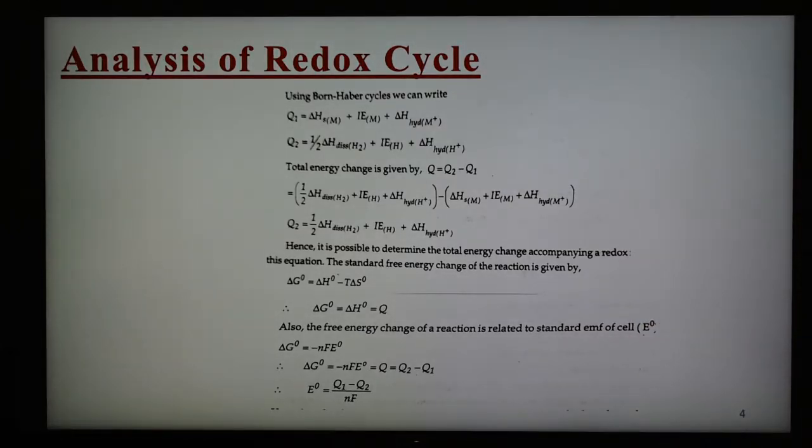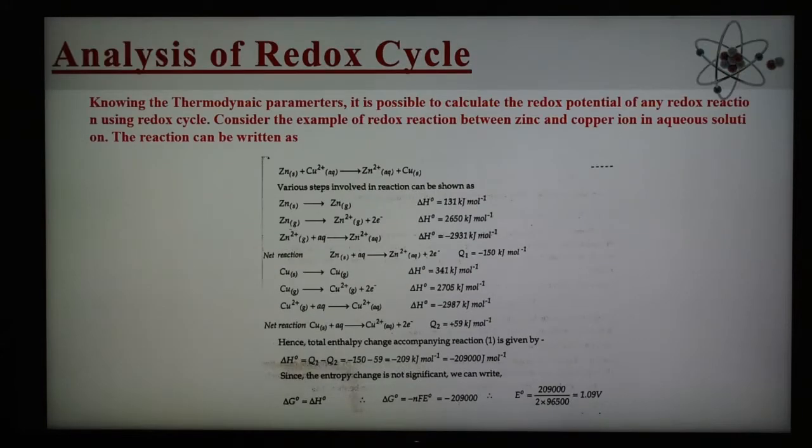E0, the standard electrode potential or standard redox potential, can be determined if the other thermodynamic parameters are given. So knowing the thermodynamic parameters, it is possible to calculate the redox potential of any redox reaction using a redox cycle. Now consider an example of a redox reaction of zinc and copper ion in aqueous solution. The reaction is represented as shown here.